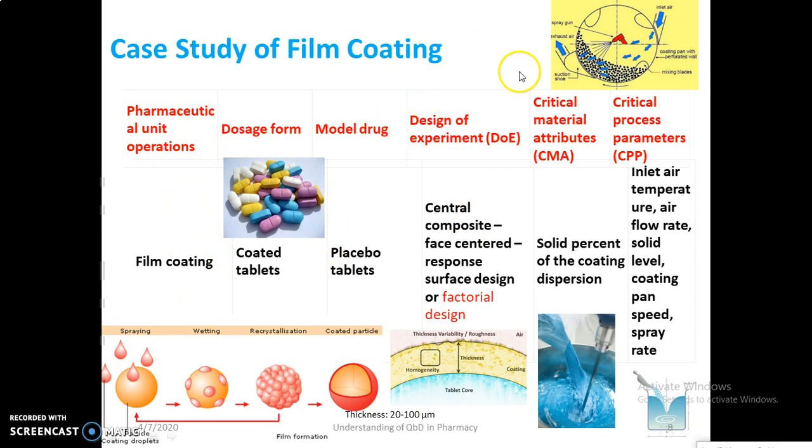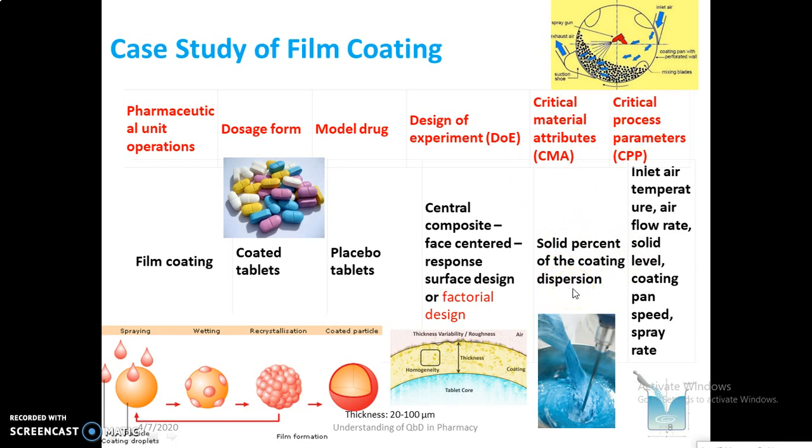The design of experiment we can apply over here: central composite, face-centered response surface design, or you can apply factorial design, it could be full factorial design. The critical material attribute is very important. Just now we talked about that. You have to first decide the QTPP, then the critical material attribute, CMA, is the solid percent of the coating dispersion, because that is going to influence your product property.